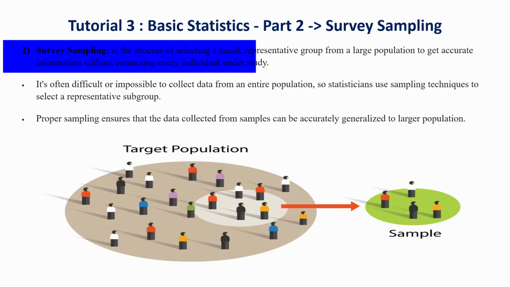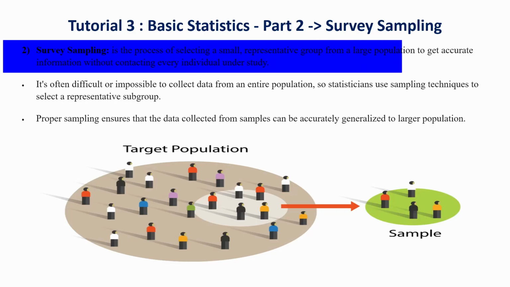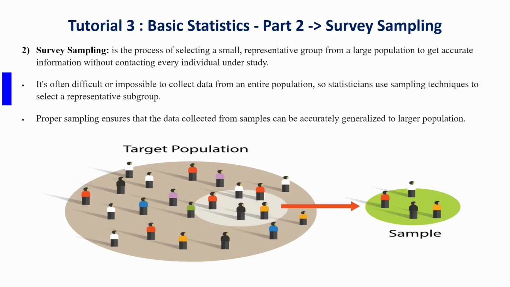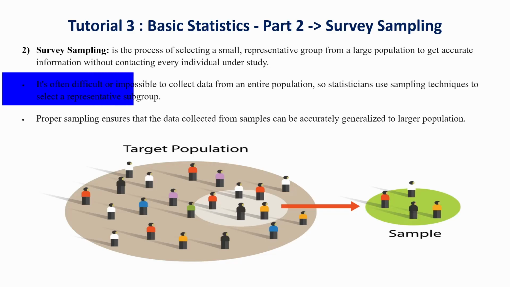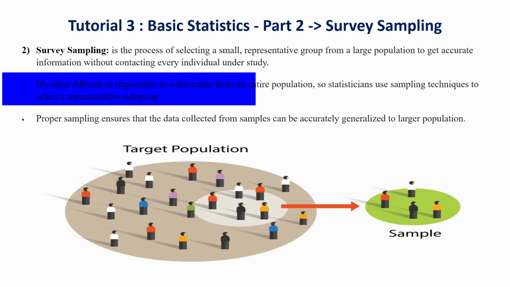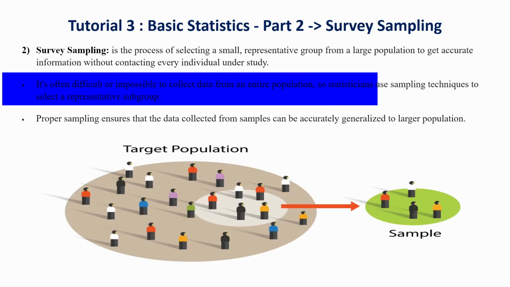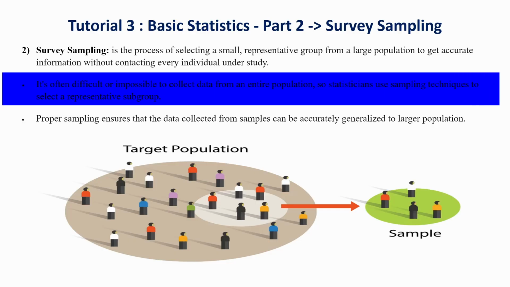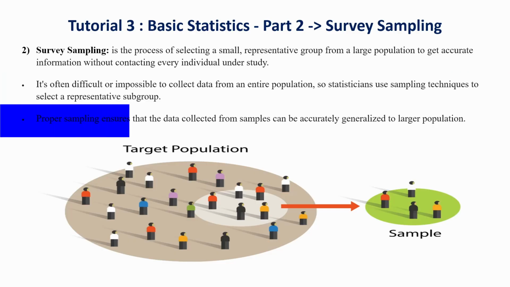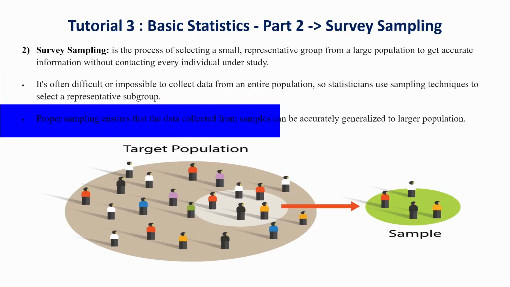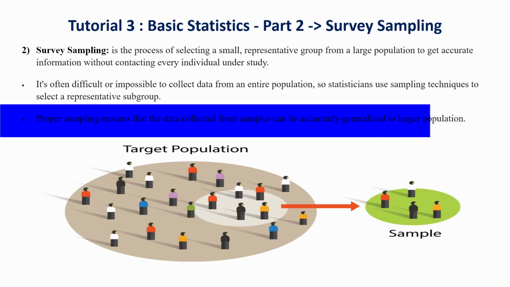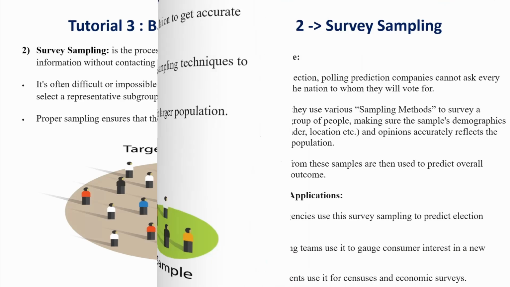Second is survey sampling. It is the process of selecting a small representative group from a large population to get accurate information without contacting every individual under study. It's often difficult or impossible to collect data from an entire population, so statisticians use sampling techniques to select a representative subgroup. Proper sampling ensures that the data collected from samples can be accurately generalized to the larger population.